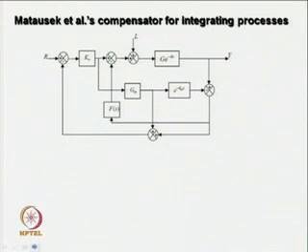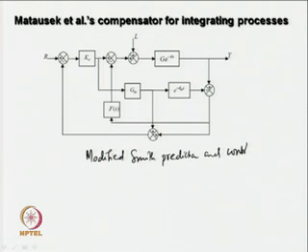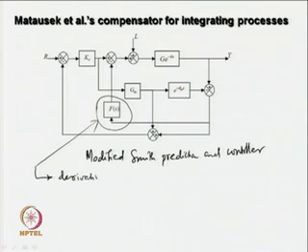Now, coming to another modified Smith predictor and controller. In this modified Smith predictor and controller, what do we have? Again, for improving the disturbance rejection capability, a controller is put, a derivative controller or a PD controller, proportional derivative controller is injected, and this enables one to improve not only the set point responses, but also the disturbance responses.